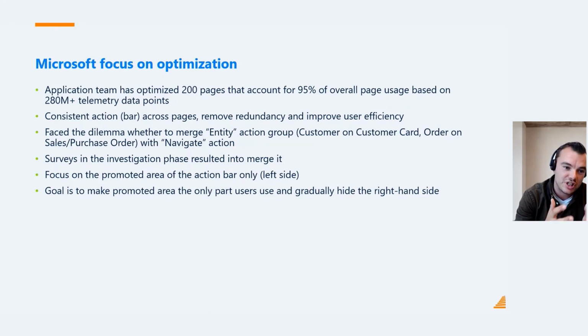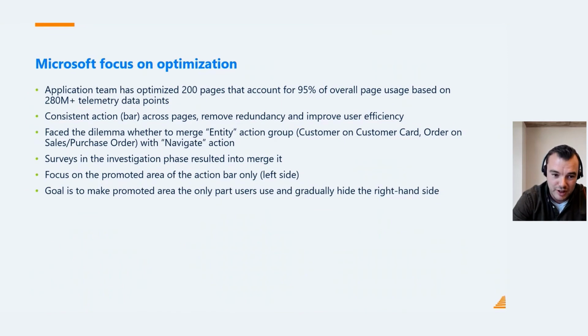And they would like to have a consistent action bar across all the different pages, and remove redundancy. We now see nowadays that a lot of actions are available twice or even 3 times in the same bar, etc. Sometimes it's a little bit confusing. And they faced the dilemma whether to merge the entity, if you're on a customer card, or the entity order if you're on a sales or a purchase order, with the navigate action, because in the current action bar, you have the entity, customer and also navigate, and it's very confusing where to find specific actions. Is it in the entity menu or is it in the navigate menu?